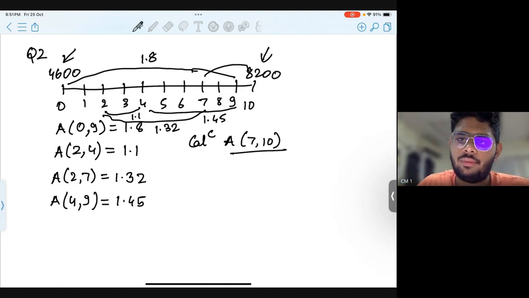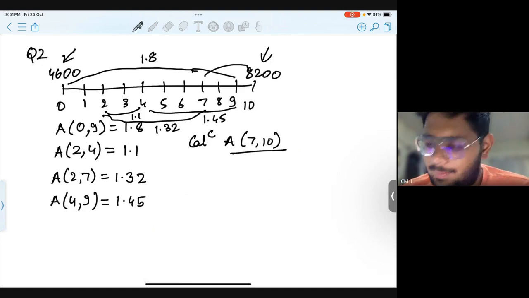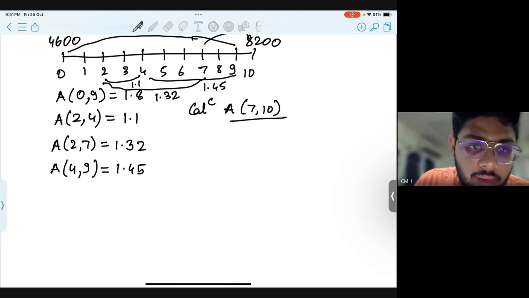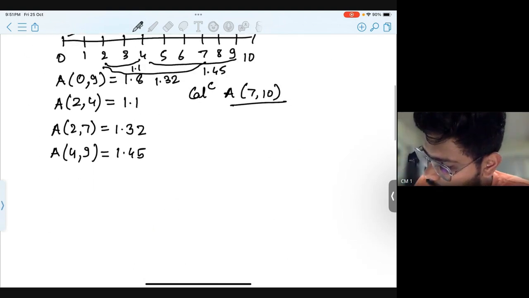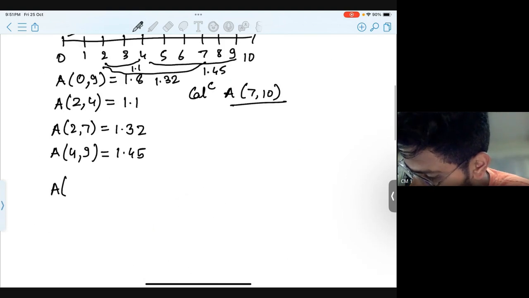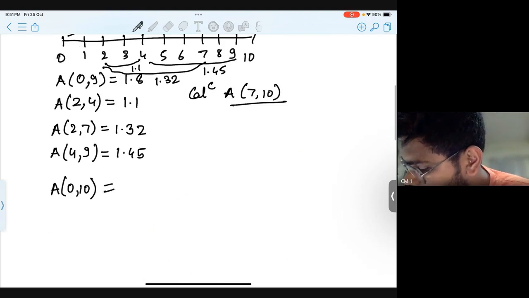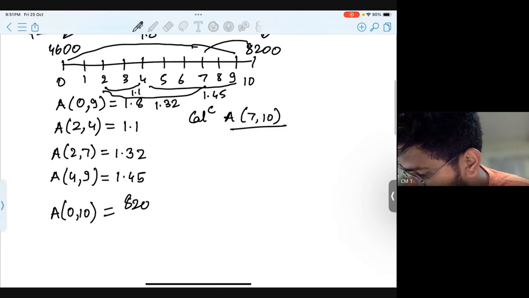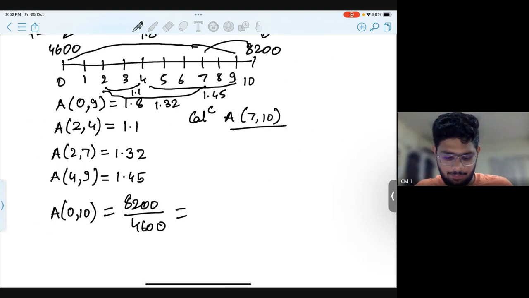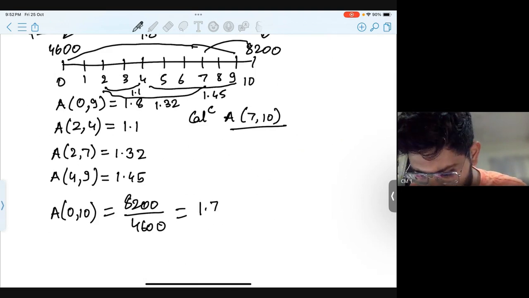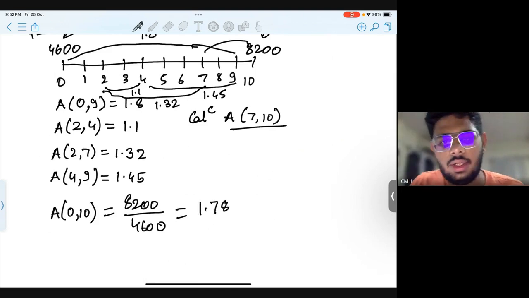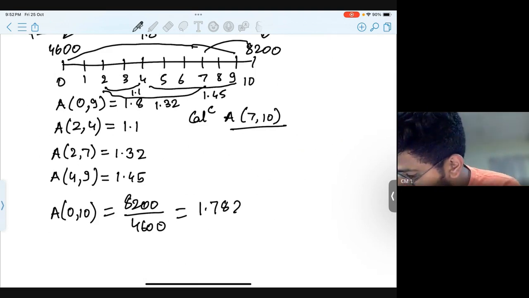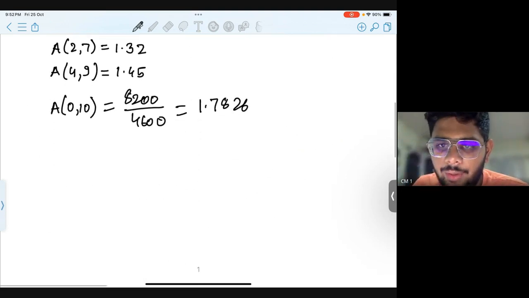Okay, let's see. First of all, we have A010 as well, which is equal to 8200 upon 4600. पहले ये निकाल लिया, ये कितना हुआ. This is equal to 1.78. ठीक है. 26. ये एक हो गया.